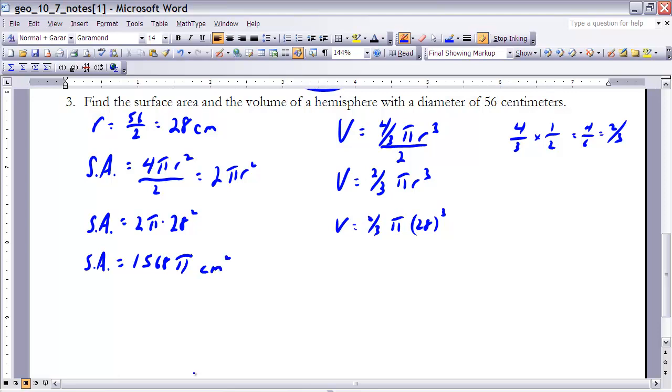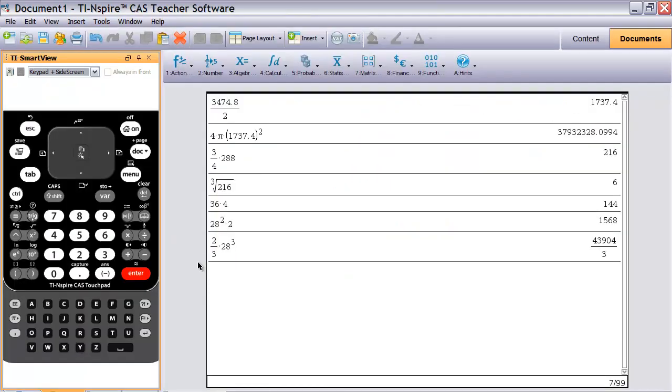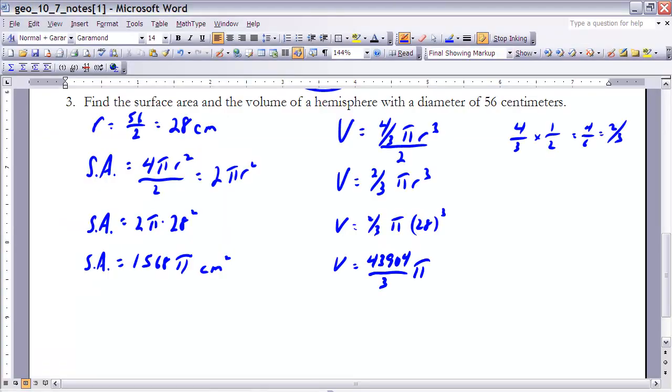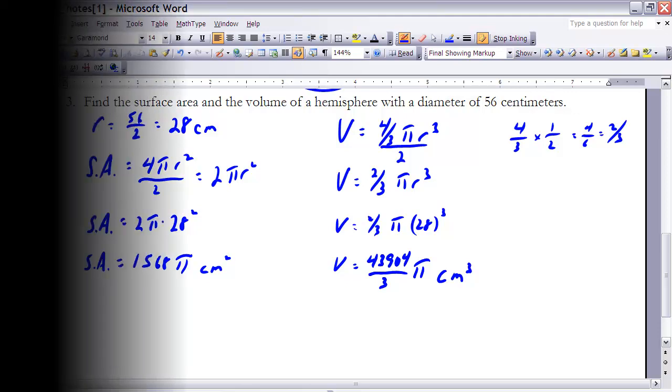And then for the volume, I'm going to take 2/3, and enter that as a fraction times 28 cubed. If we're going to stay with the exact values here, I get 43,904 divided by 3. Then I would take that times pi. So we get this. And once again, we're talking about centimeters for our radius. Therefore, my volume will be cubic centimeters. So those would be the two exact value answers.